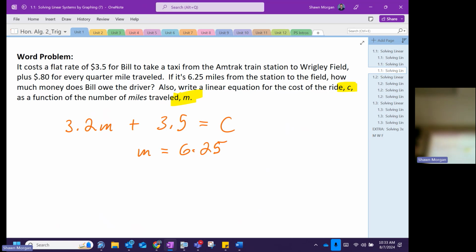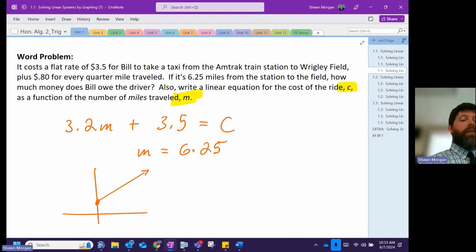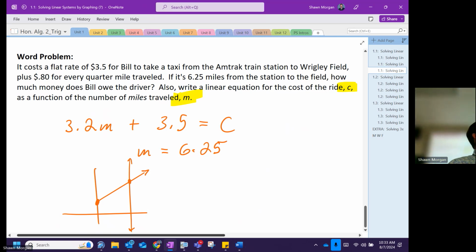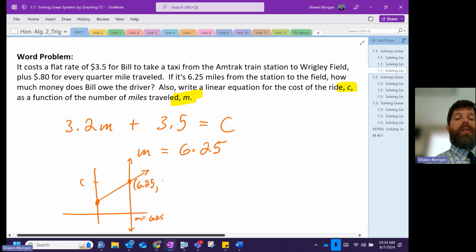Fabulous. So if I were going to graph this out, this system would have a diagonal line. Its y-intercept is 3.5, and it's going up, and then we've got a vertical line right there, and we would be looking for the what? Point of intersection. Now, you guys told me it'd be easy, just plug and chug. So at this point, have we found our cost when M equals 6.25? What does C equal? How much? So $23.50 would be how we would answer the question there.